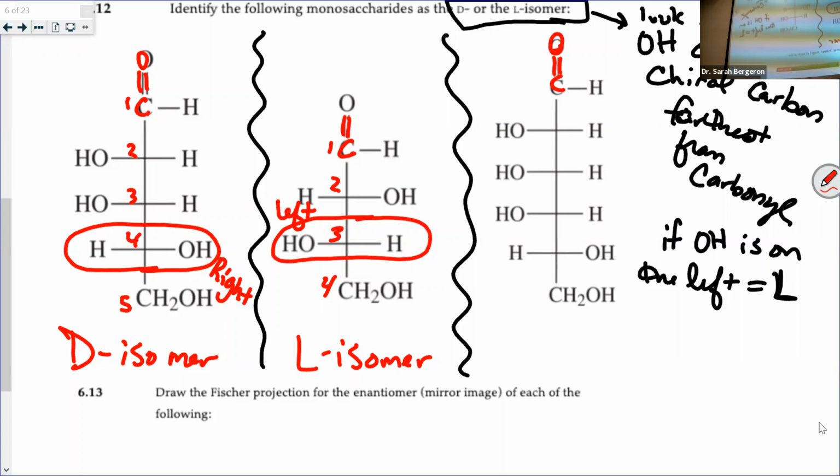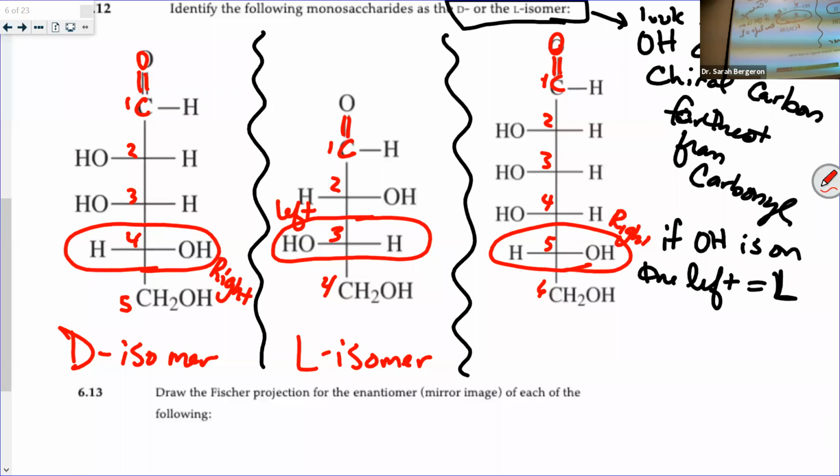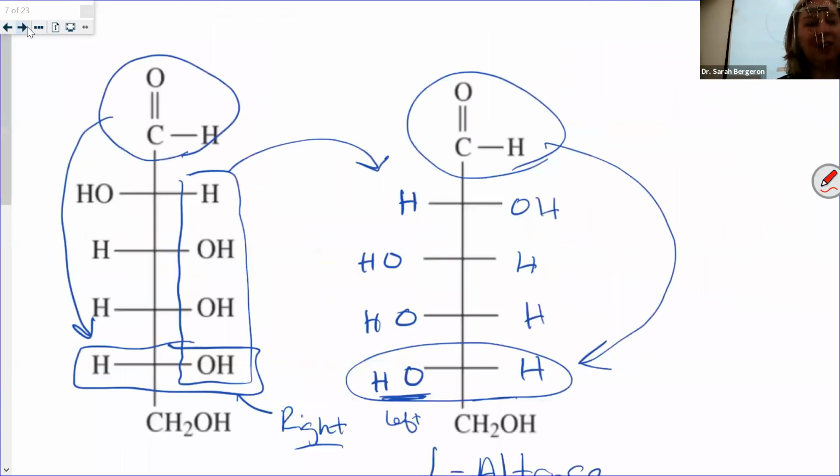All right, so I have my carbonyl. I want to go farthest away. 1, 2, 3, 4, 5, 6, but we still have to be chiral. So we're looking at this one right here, left or right? Right. If it is right, what kind of isomer? The isomer. Questions on that one? Good? Okay. It's the little things that make me happy.